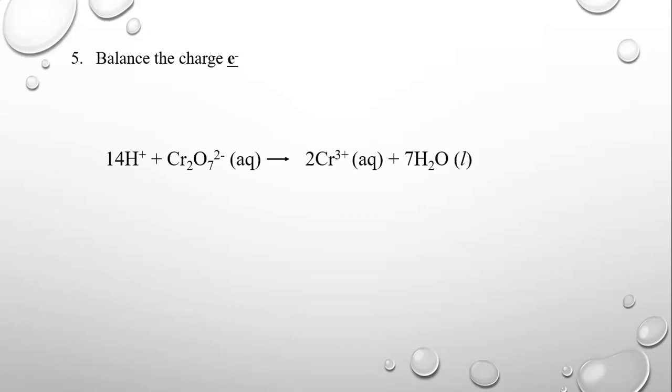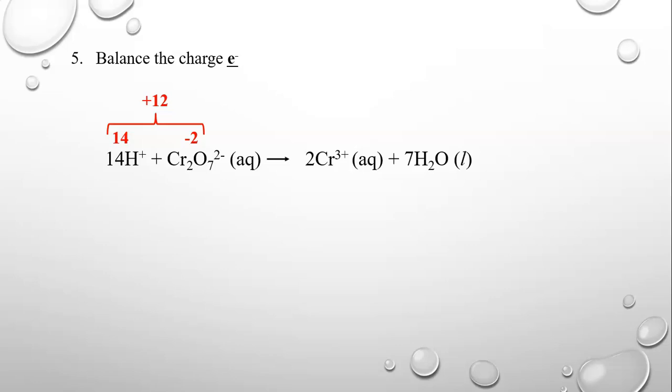Now you balance the charges, the electrons. It's not just the electrons, I shouldn't say that. It's the charge, the overall charge. So watch how we do that. If you look over on the left side, you have 14 positive charges, those 14 H pluses. You have a 2- charge on the Cr2O7 ion. That means your total charge on the left side of the arrow is 14 minus 2, which is 12. Okay, total charge on the left.